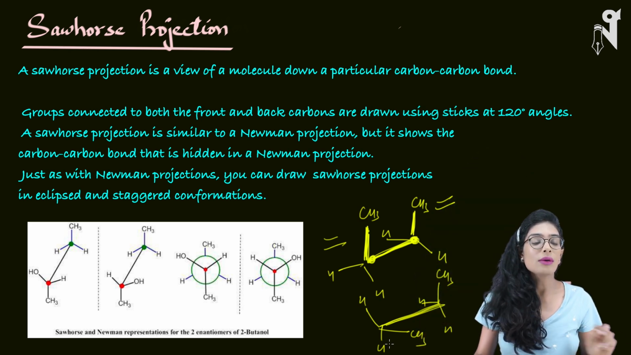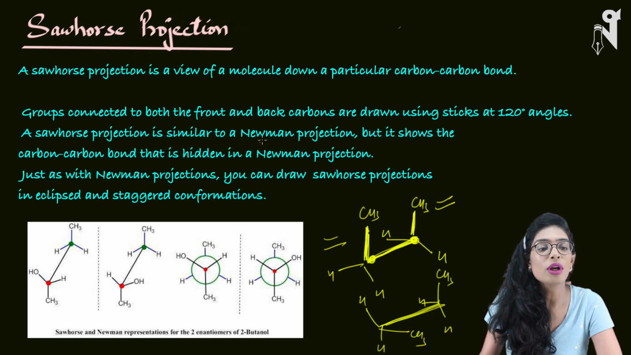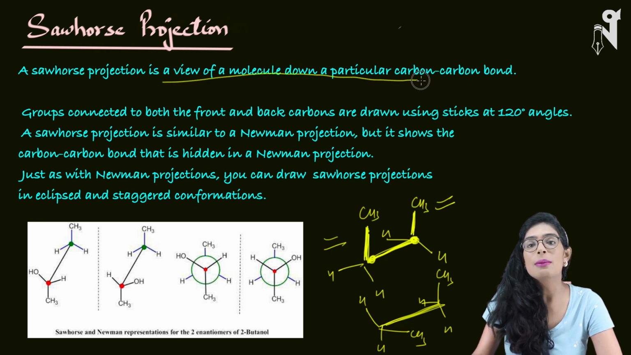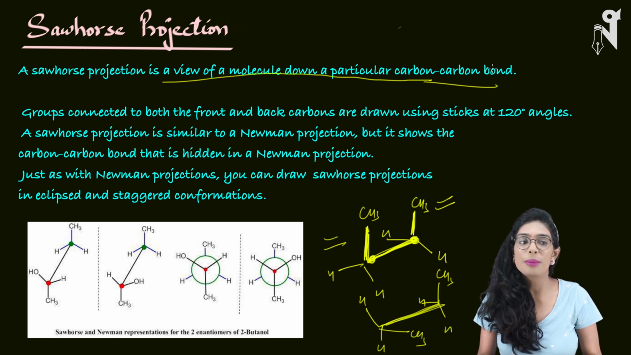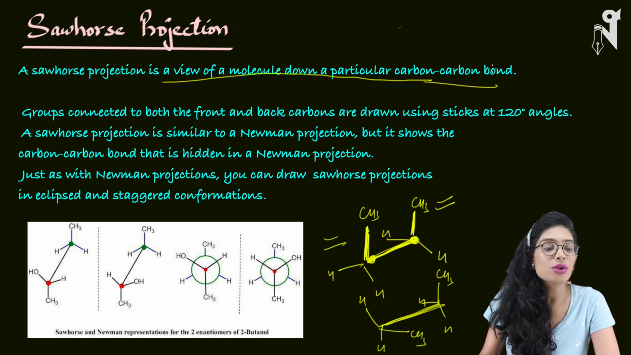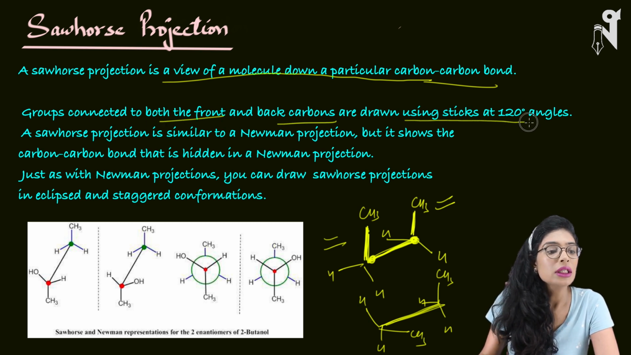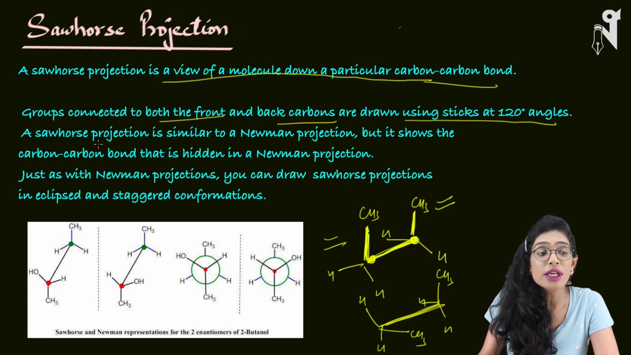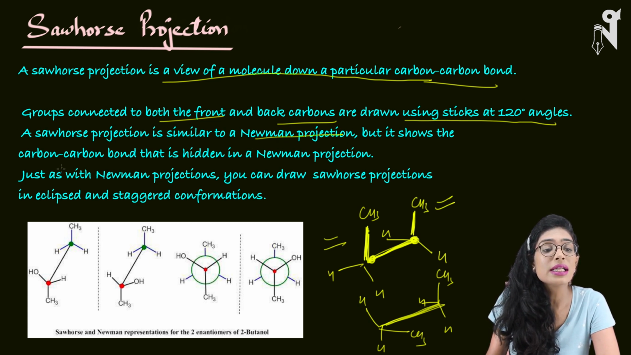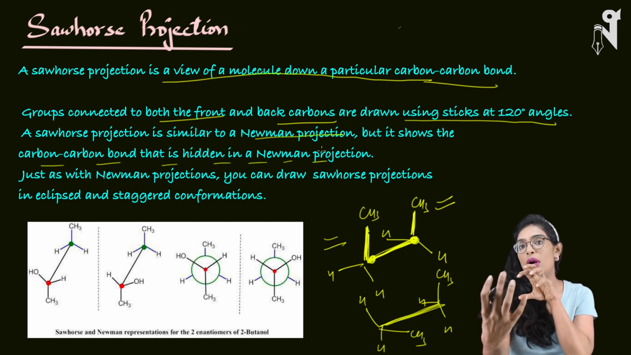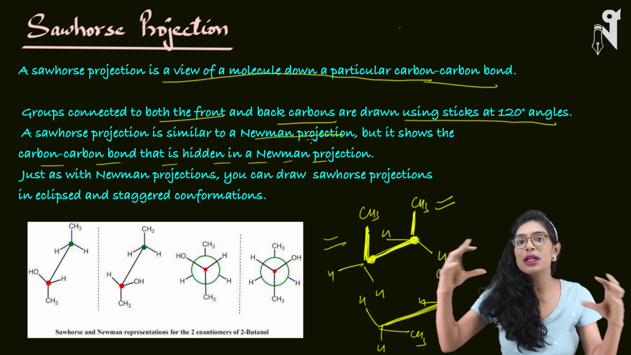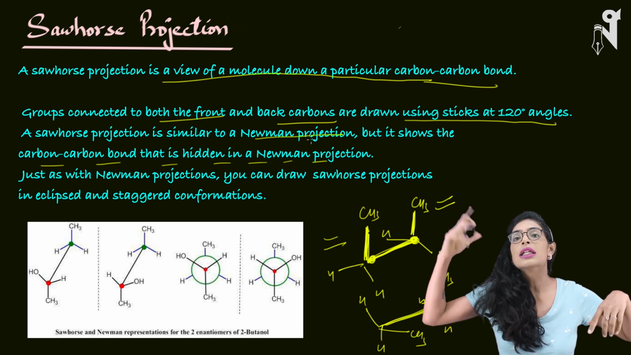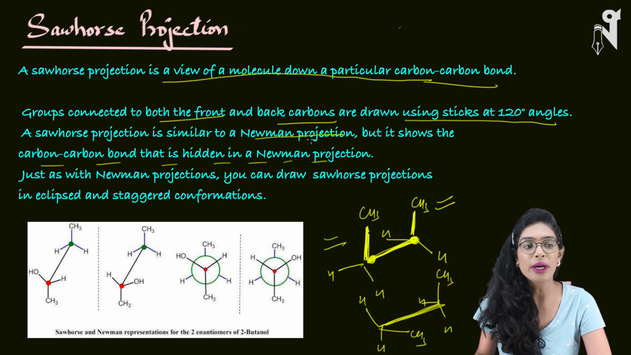So let's understand what exactly it is. Sawhorse projection is a view of a molecule down a particular carbon-carbon bond. So we are looking at the particular carbon-carbon bond, and we're just trying to place exactly the same thing on the paper. Groups connected to the front and the back carbons are drawn using sticks at a 120-degree angle. The Sawhorse projection is similar to the Newman projection, but it shows the carbon-carbon bond, which is hidden in the Newman projection. So you can't see the carbon-carbon bond because one carbon is covering the other. Whereas in the case of the Sawhorse projection, you can see the bond between carbon-carbon and the bonds between carbon and other groups which are present on a particular carbon, right?